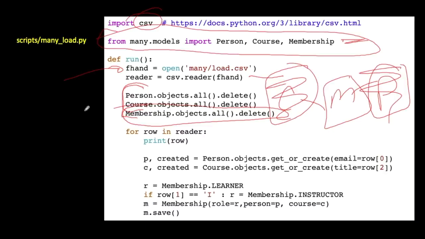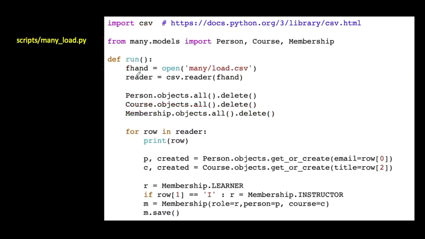Okay, so we open our data. We get a CSV reader. We wipe out the old data that's in those models in our database, in the db.sqlite3 file. And then we're going to read all the rows. We're going to just print the row out, which is a tuple, a list actually. And then we're going to call Person.objects, and this is really cool, a method called get_or_create.